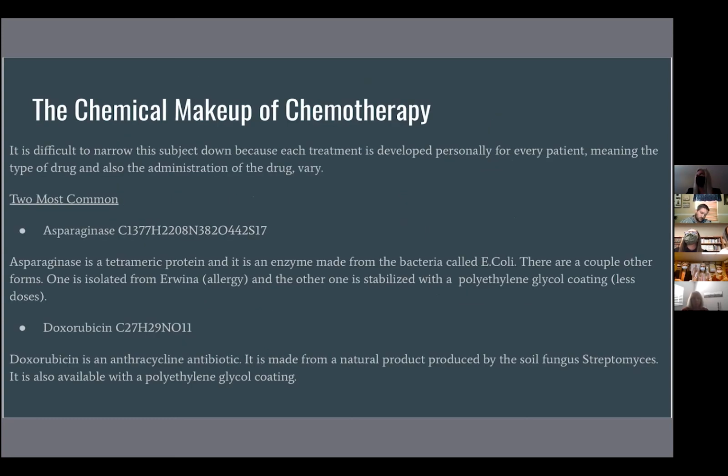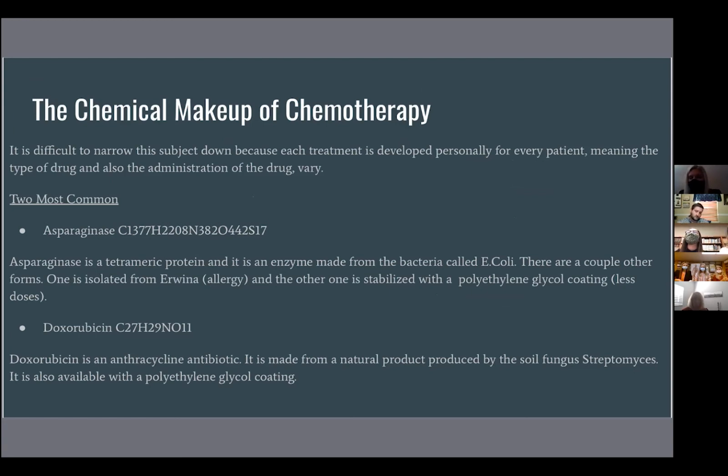Moving on to the chemical makeup of chemotherapy. It is difficult to narrow this subject down because each treatment is developed personally for every single patient, which means that the type of drug and also the administration of the drug varies. So because of this, we are just going to go over 2 of the most common drugs and their chemical makeup. First being asparaginase. Its chemical formula is displayed right beside its name.